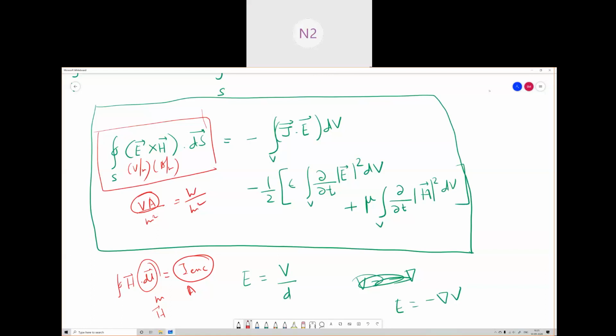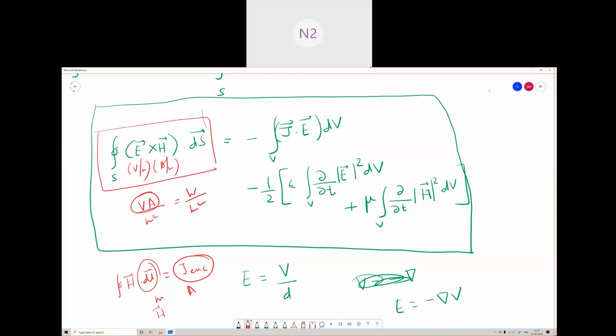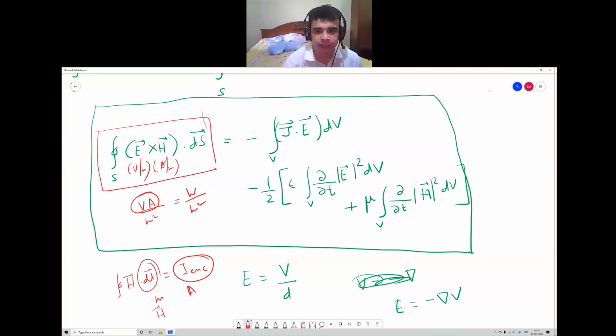Now everything must follow the conservation of energy. If some power is leaving the surface, it has to be coming from somewhere inside the surface, isn't it? You cannot have power from thin air. If power is going out of the surface, it must be coming from something inside the surface. So from what is it coming? The answer is given.